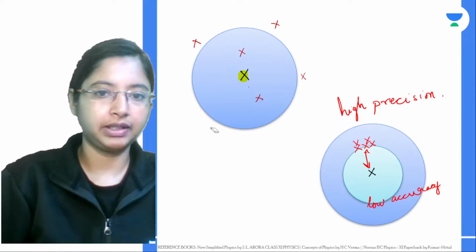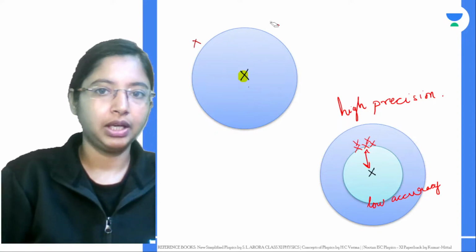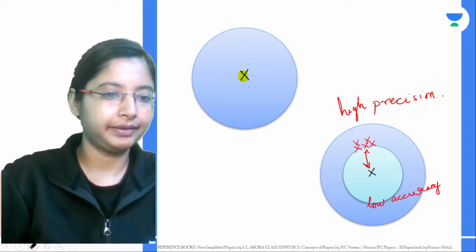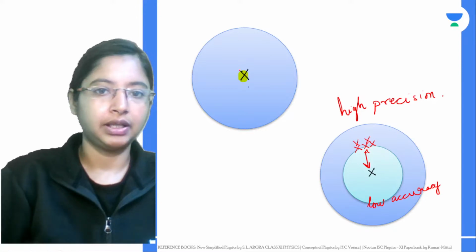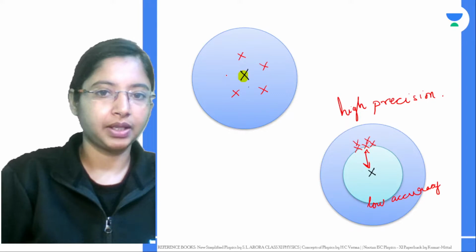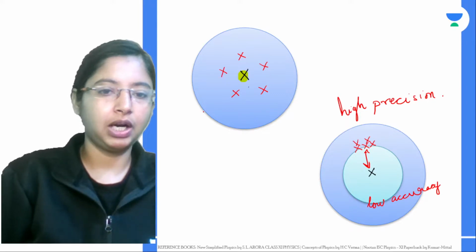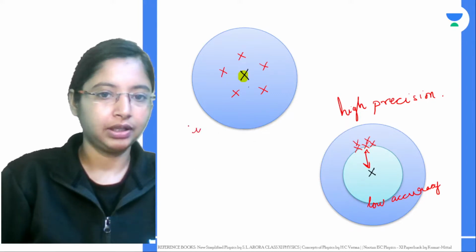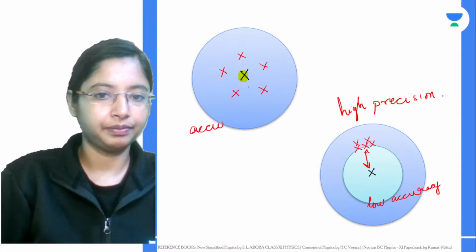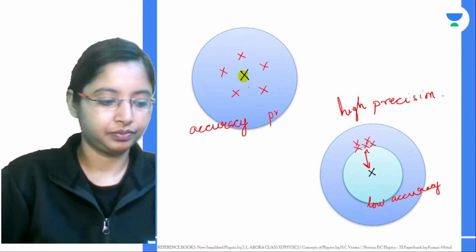Let's say in this case, the value is everywhere around. What can we say about it? How is its accuracy? And how is the precision?